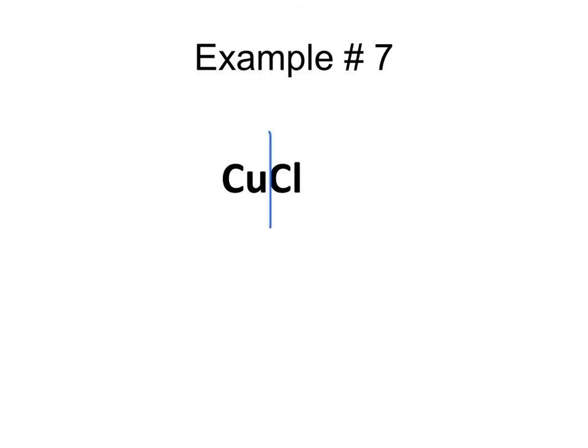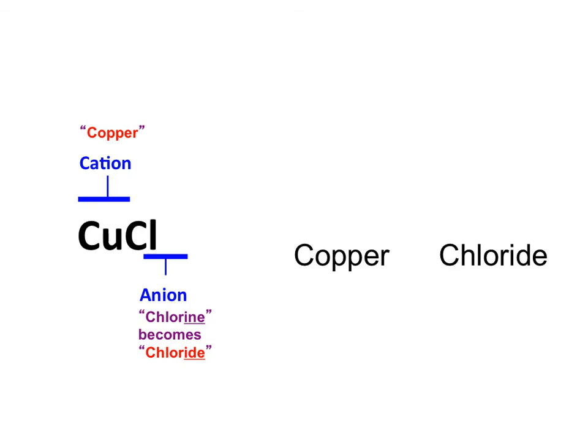So in example 7, I have a binary ionic compound. I'm going to go ahead and draw a line to cut it in half. I know that this is my metal and this is my nonmetal. What I want you to also know is that this is a type 2 metal. It is a transition metal. So we will name Cu with its regular element name, which is copper, and the single nonmetal, which is chlorine, will become chloride.